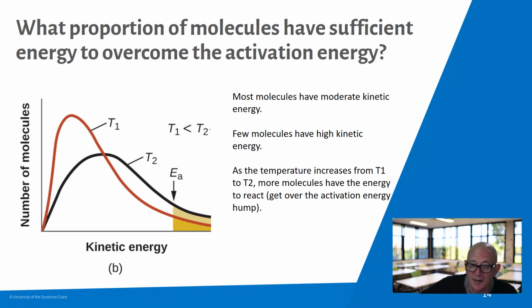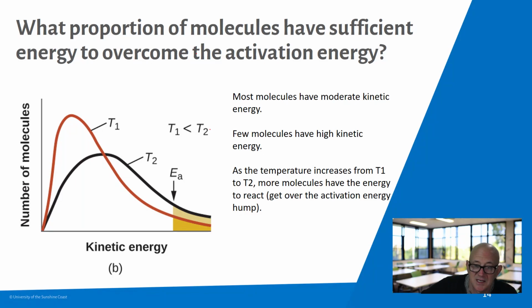In the case of T1, which is at a lower temperature than T2, I want you to notice here where this tail is, where it says EA. That's the activation energy of a particular reaction. So anything that is equal to or above that activation energy, that is the shaded area there, represents molecules that have sufficient energy to overcome the activation energy and for the reaction to occur.